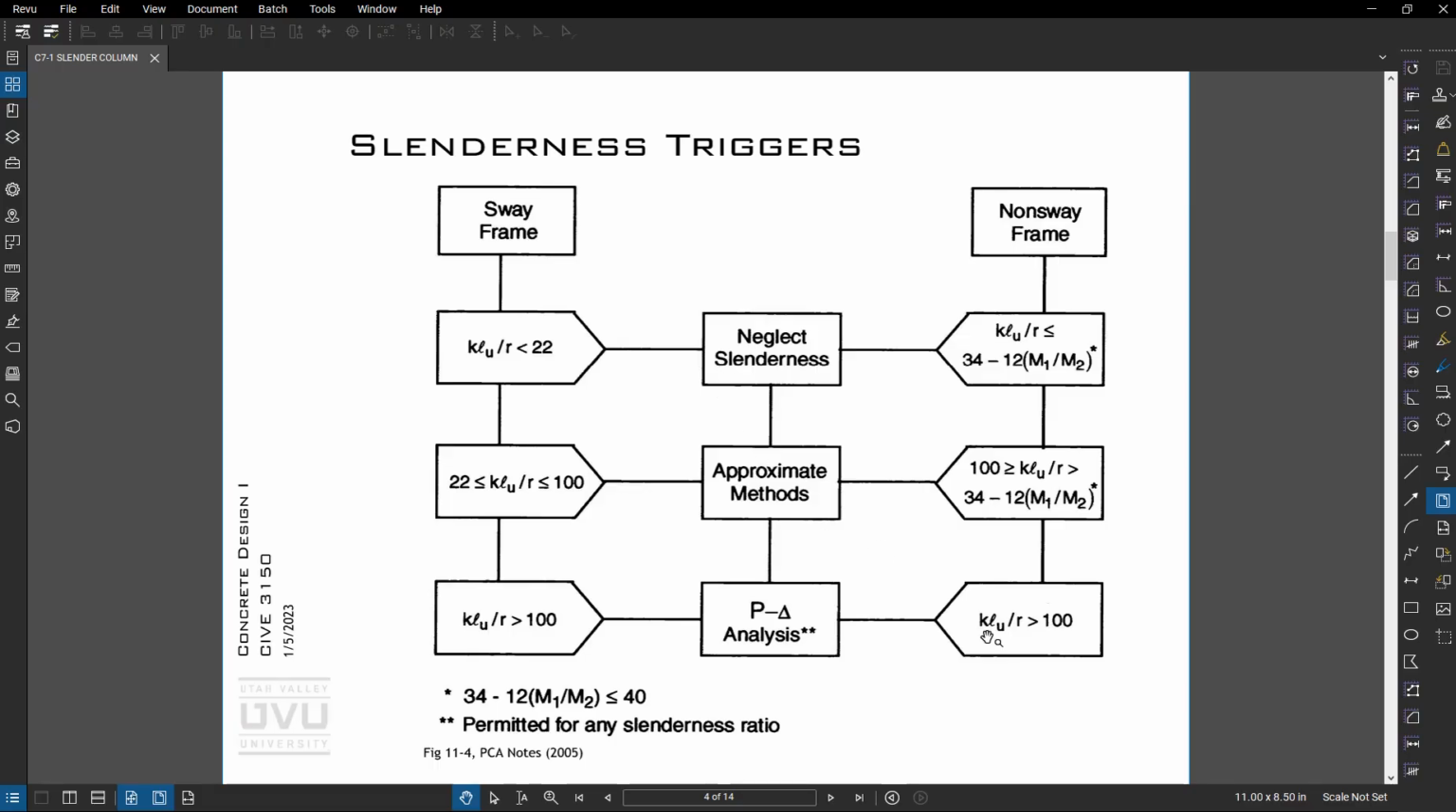However, if slenderness is triggered, then we can either do an approximate method out of ACI or a P delta analysis, which is generally software based today, although that can be done by hand if you want to spend a week or so. Anyway, so I'm going to go through the approximate methods. I would say at this point, given the ability of the software to do this stuff fast, the approximate methods are becoming obsolete.